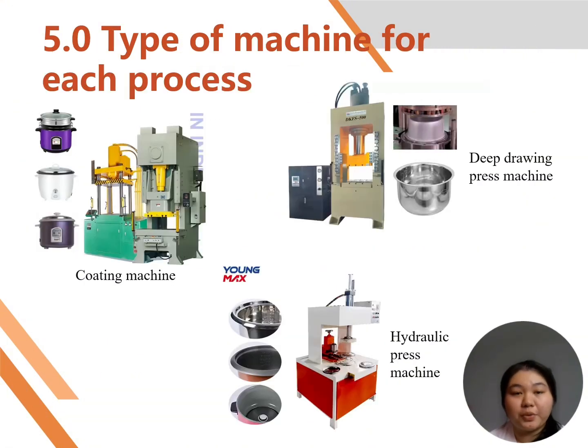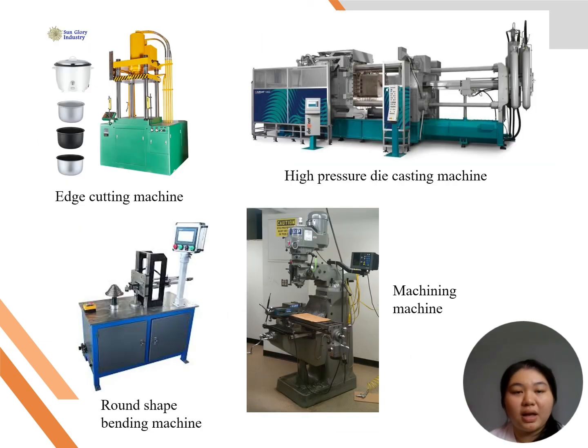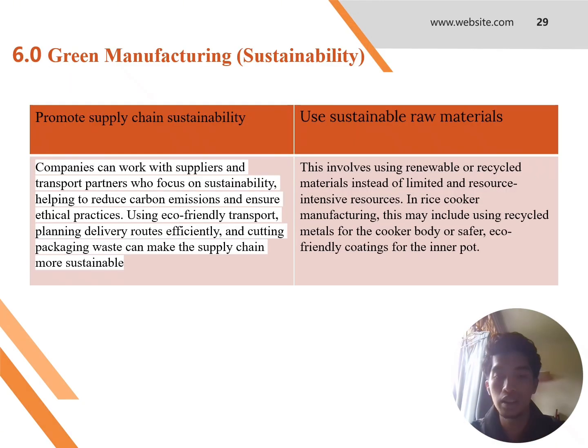5.0 type of machine for each process. As you can see from the picture, one is the machine for coating process. The second one is for deep drawing press machine. The third one is hydraulic press machine. And the fourth one is edge cutting machine, high pressure die casting machine, round shape bending machine, and the last one, machining machine. So next is green manufacturing sustainability.